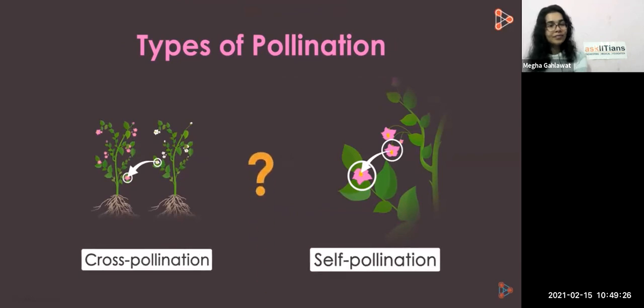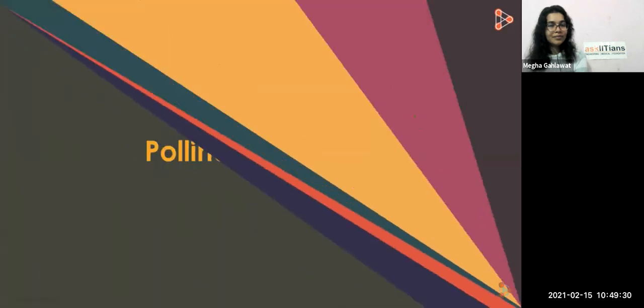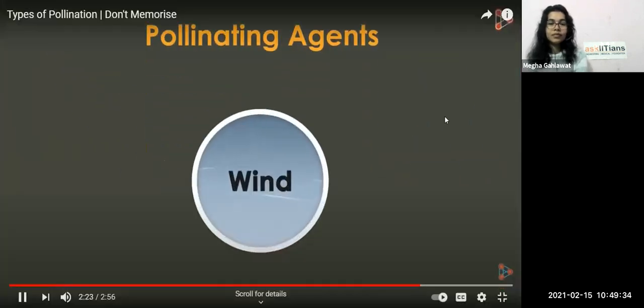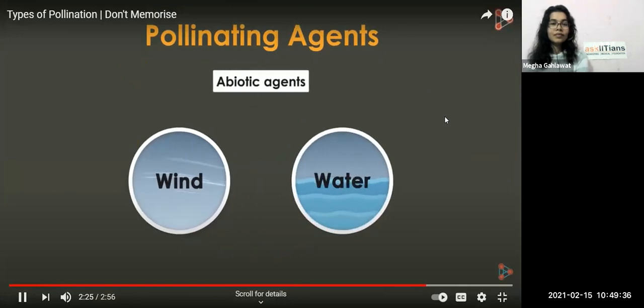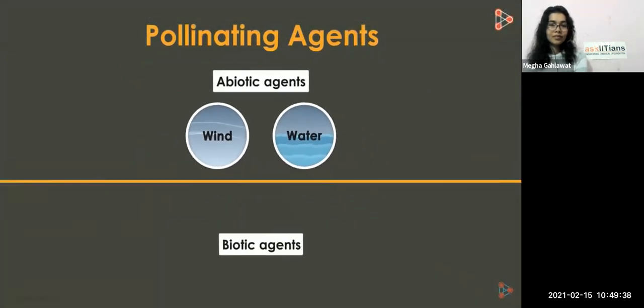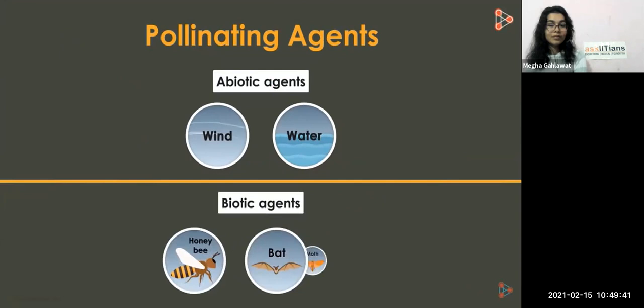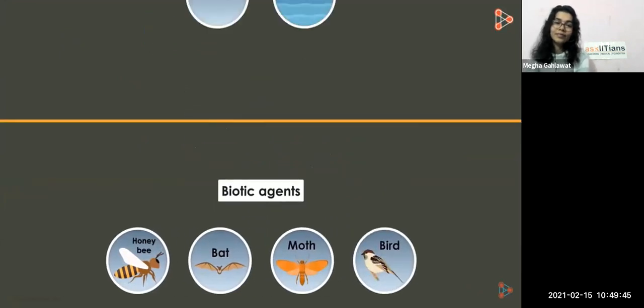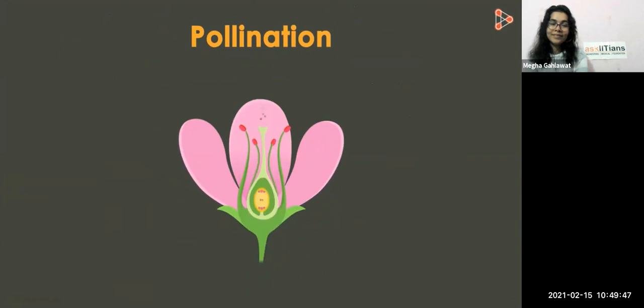Can you guess how this process of transfer of pollen grains occurs? For this, there are several agents which aid the process. Agents such as wind and water are the abiotic ones. On the other hand, biotic pollinators such as bees, bats, moths, and birds also help in the process. The process of pollination makes sure that the pollen grain safely lands on the stigma.